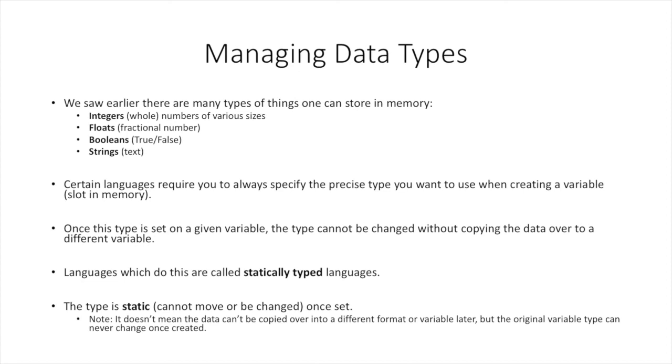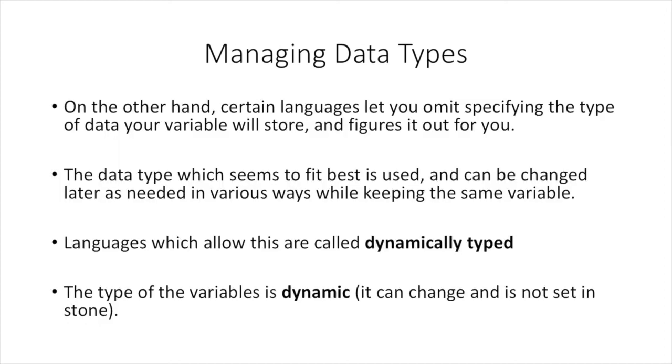So that's called statically typed languages. The type of the variable is static. It can't move or it can't be changed once you set it. It doesn't mean that you can't copy the data and then change its format. Like, if you have a piece of string and you say, well, I'll turn that into an integer because I know that there's a number in there, you can do that, but you can't change the original variable. You have to create a new variable to do that. So that's called statically typed languages.